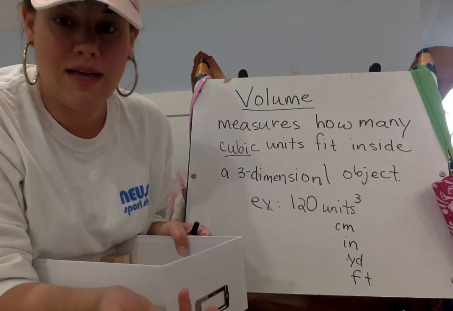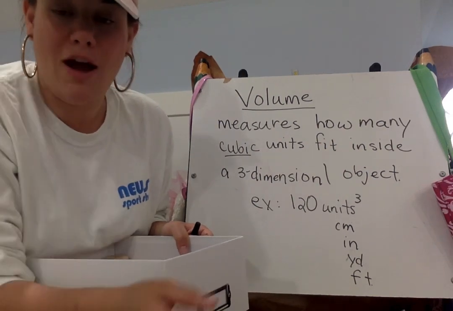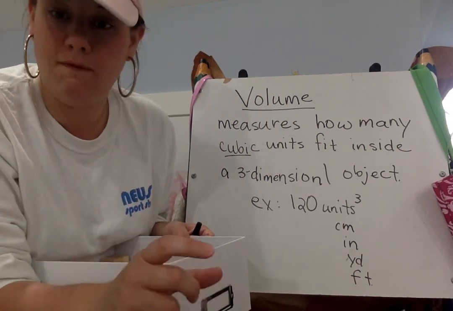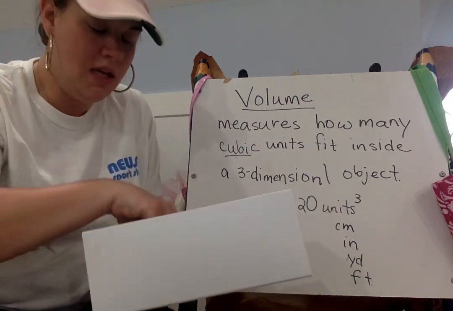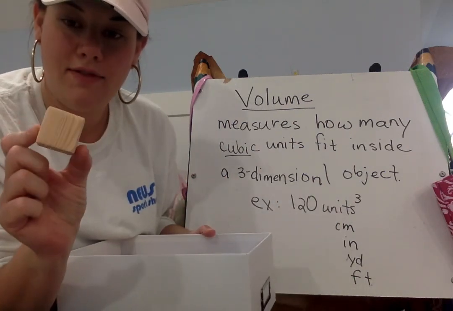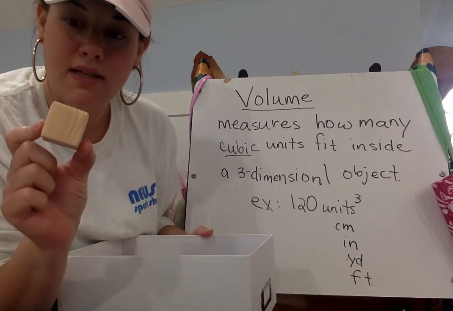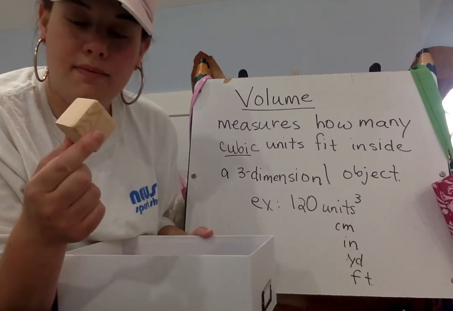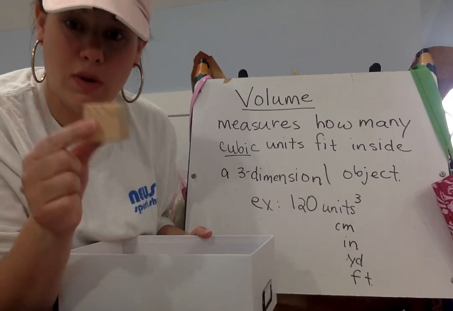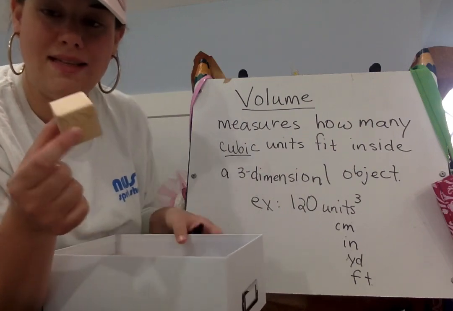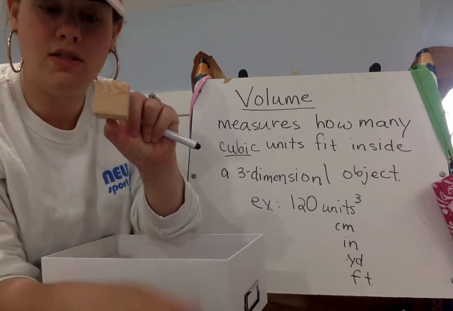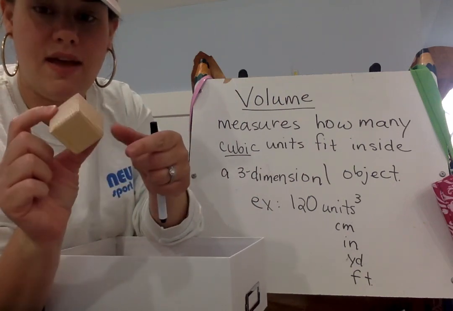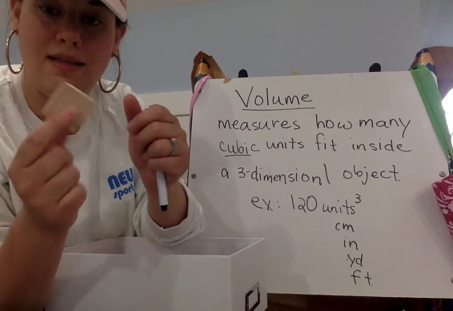Volume is the exact same thing. You are trying to determine how many cubic units you can fit inside something that's not flat, but three-dimensional, like my shape. I have some toys in my house that will help us. This is just a wooden block. It is a cube. It has 6 faces that are all perfect squares, and those 6 faces, each one being a square, is what makes it a cube.